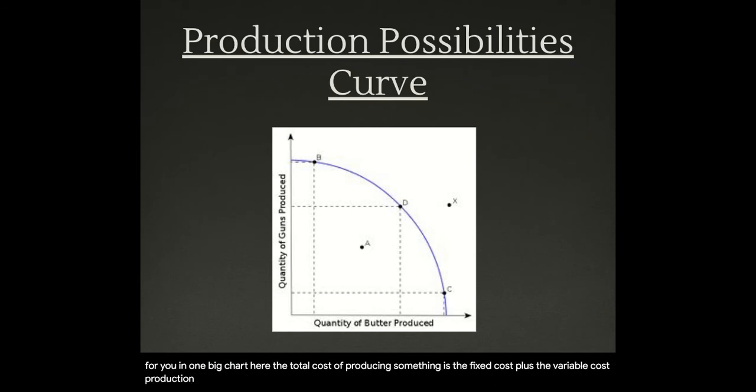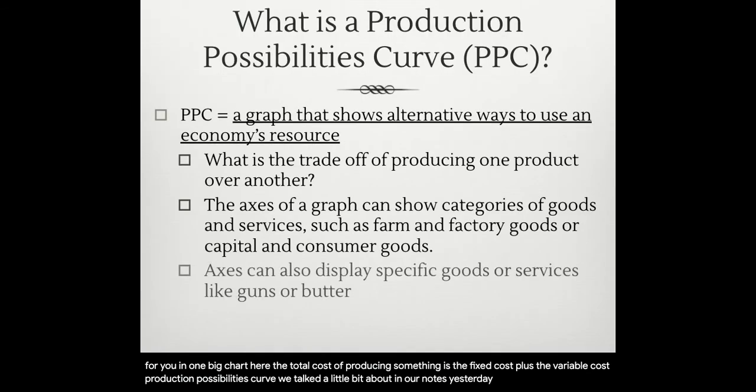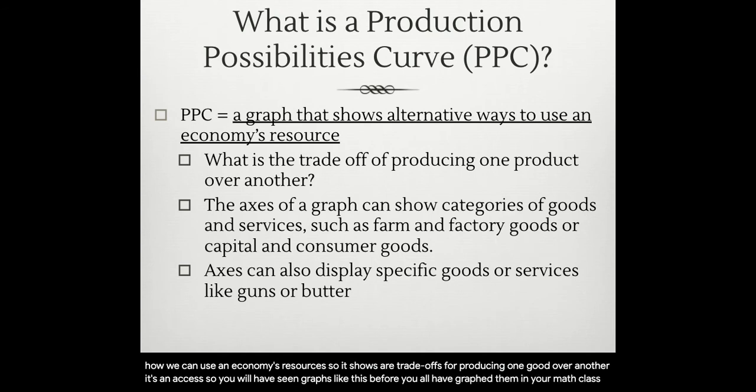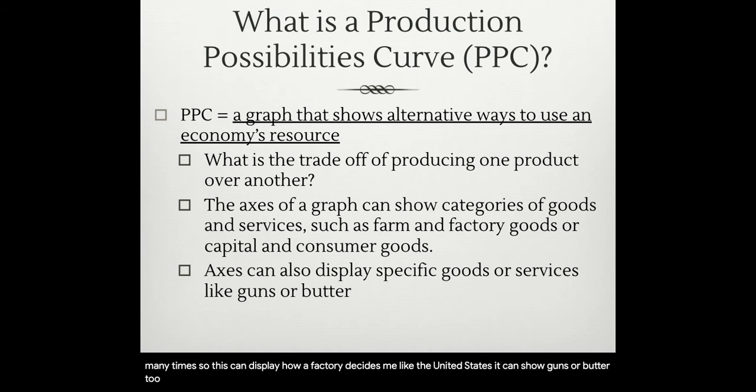So the production possibilities curve we talked a little bit about in our notes yesterday. The production possibilities curve, or you maybe see me summarize it as just PPC. The PPC is that graph that shows how we can use an economy's resources. So it shows our trade-offs for producing one good over another. It's an axis, so you all have seen graphs like this before. You all have graphed them in your math class many times. So this can display how a factory decides to produce something. It can also show an economy like the United States. It can show guns or butter decisions.